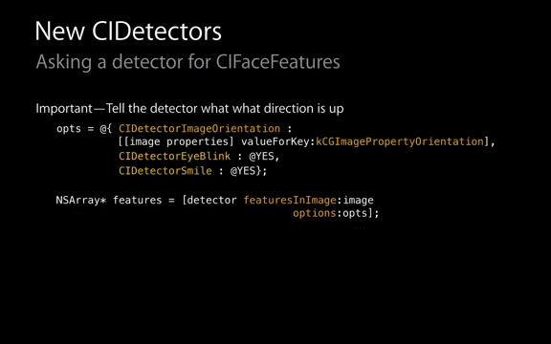So just as a reminder, when you're using the face detector, there's a couple options that you want to pass in when you're asking for the actual features in an image. One is you can specify what the orientation of the image is. That's important because the face detector looks for upright faces. Also, you can specify options to say, I want to look for eye blinks or smiles, and that's specified in the same options dictionary.